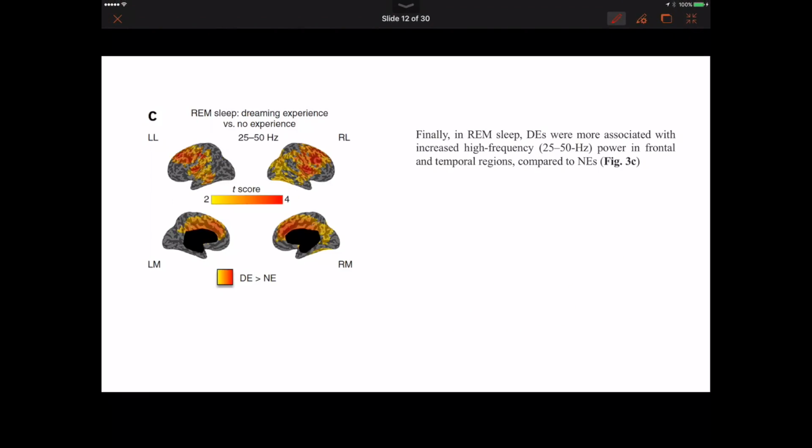So here we have REM sleep now, as opposed to non-REM sleep, and the same phenomenon holds. So dreaming experience versus no dreaming experience in REM sleep. So not all REM sleep is associated with the experience of dreaming. We see here the increased high-frequency gamma activity in more frontal regions. Here is the cingulate cortex and the precuneus, centrally medial structures that have to do with sense of self, self-rumination, self-reflection, as we have discussed in many instances in our series on meditation.